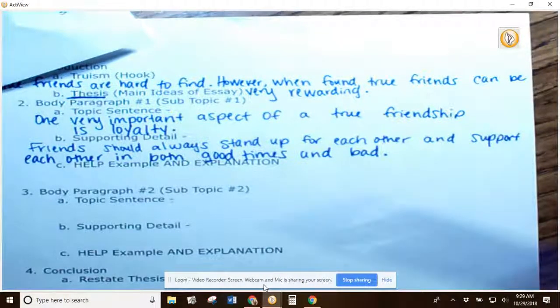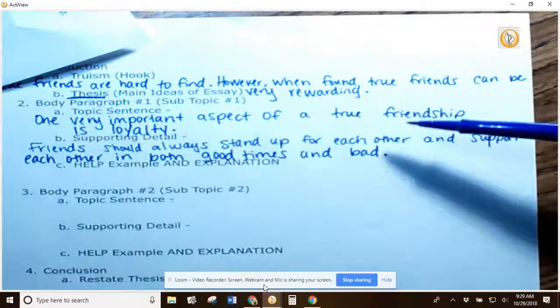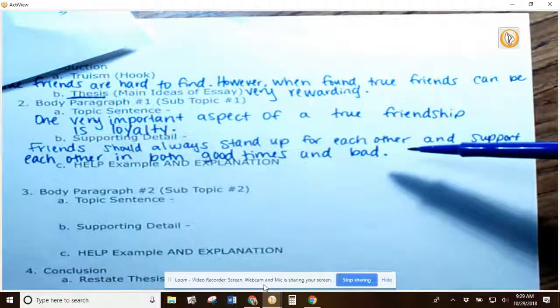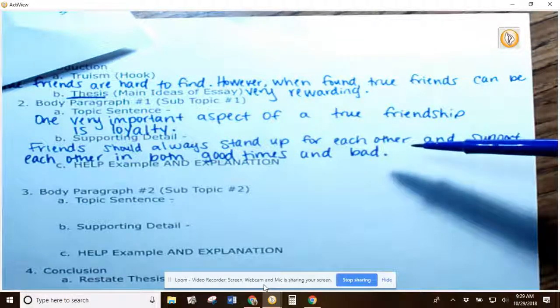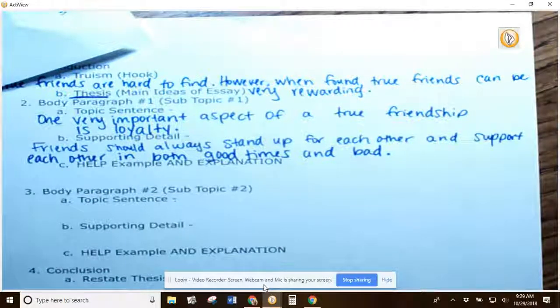Okay, so our topic sentence, what are we talking about in this paragraph? Loyalty. Okay, and then why is loyalty important? Why is loyalty something that should be included in a true friendship? That's our supporting detail. This can be 1 or 2 sentences. I went ahead and combined them, so I just wrote it in 1. Okay, and then we're going to put our example.